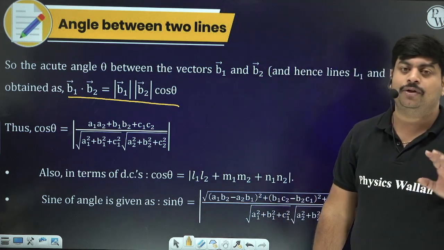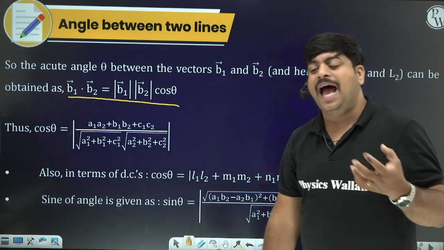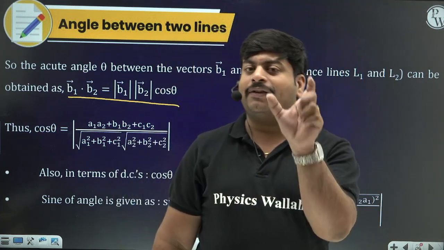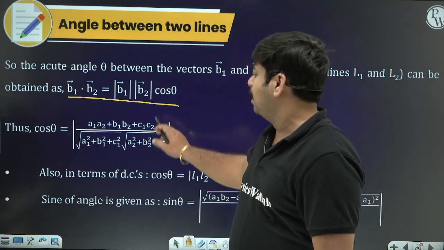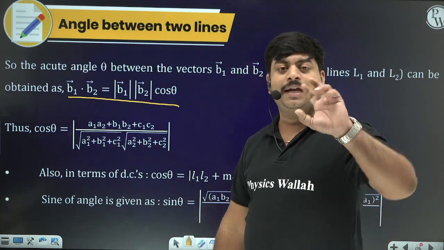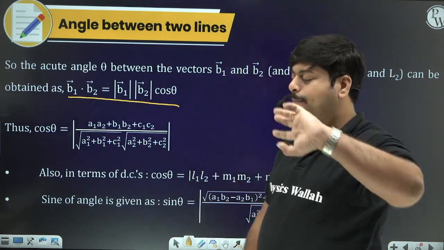The same formula that we use there also. But here, as we talk about angle between lines, it's always acute. We will only take the value between 0 to 90. So that's the reason we keep modulus. We don't take any value between 90 to 180. No obtuse angle will come here.